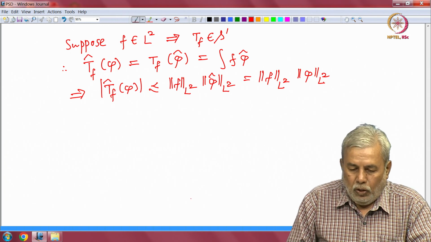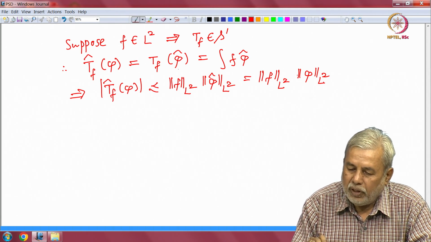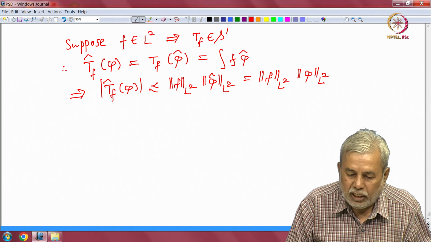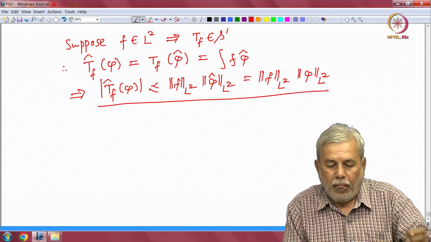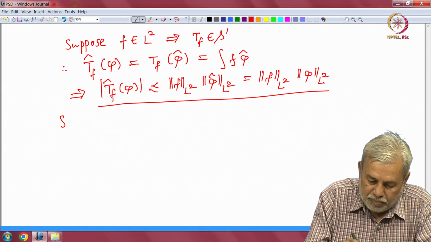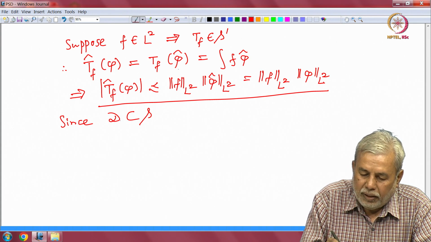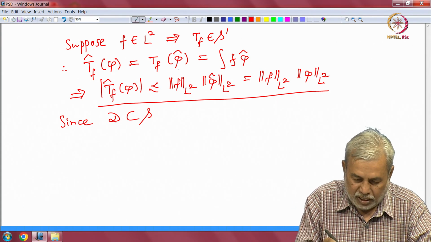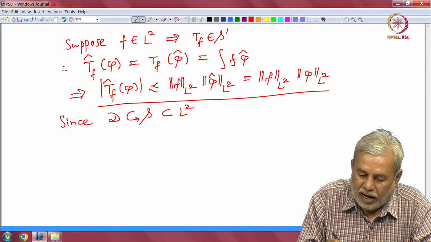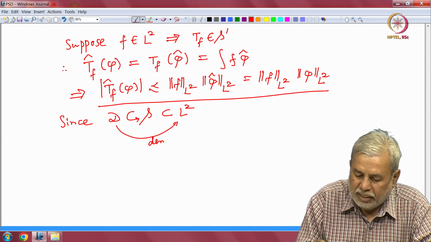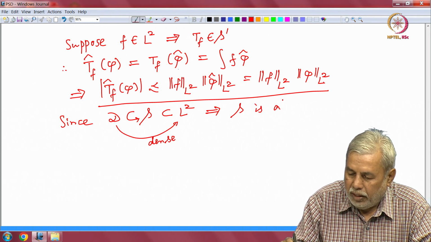Okay. So, Tf cap is a linear operator from S into C, no, this is a linear mapping from S to C, so a linear functional, which satisfies this estimate. Okay. So, since S is in L2, both as a set and also in topology, continuous inclusion, and this is dense, this we have already seen. So, S is also dense in L2.